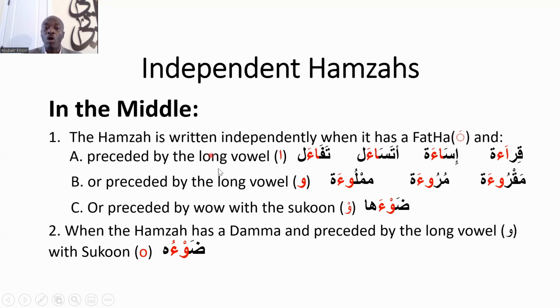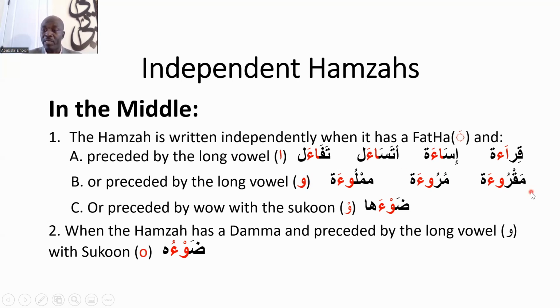But in all these different sub-rules, the Hamza has to have the fatha. And then with that fatha on the Hamza, in order for the Hamza to be seated alone with no help or no chair, number one, it is preceded by the long vowel alif. Number two, the Hamza is preceded by the long vowel waw. So in A it is preceded by the long vowel alif, and here it is preceded by the long vowel waw.